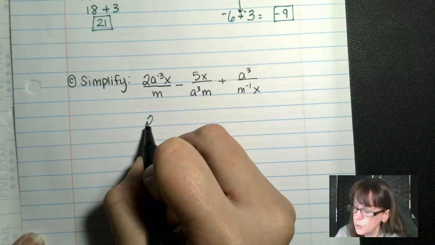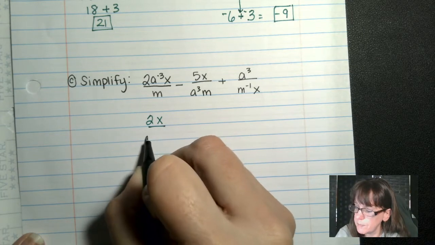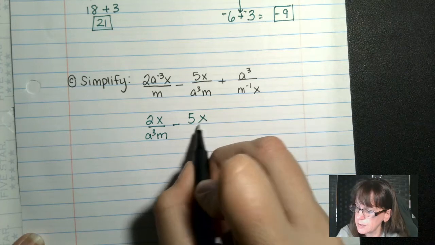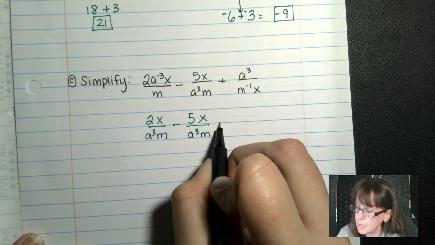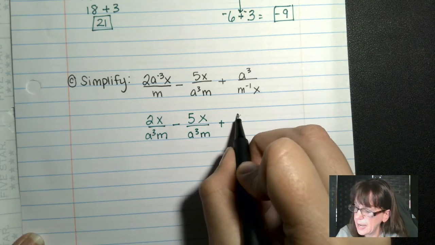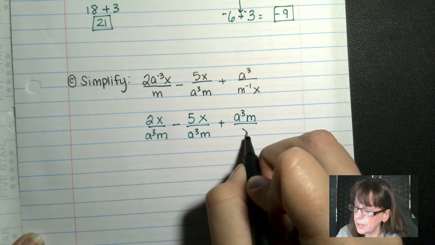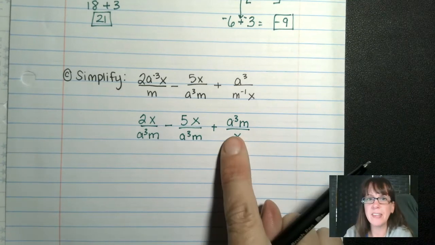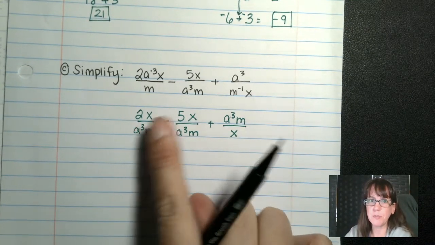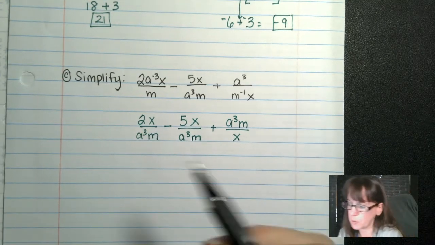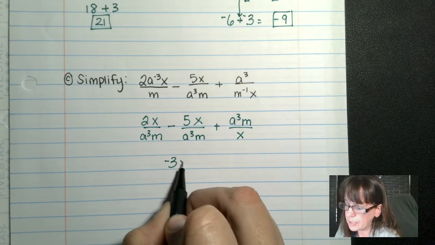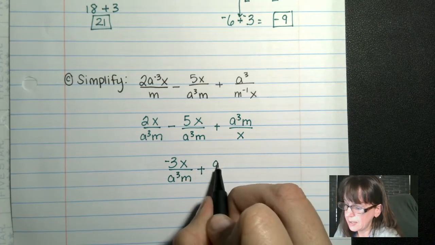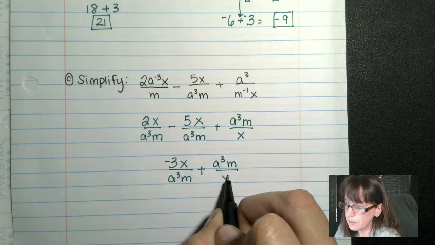Okay, 2x over a3m minus 5x over a3m plus a3m over x, because I'm going to move that upstairs, get rid of those. Okay, so they're trying to trick you again, but this is not a like term for these two. These two are, because they're exactly the same aside from the number, of course. So that gives us -3x over a3m plus a3m over x.